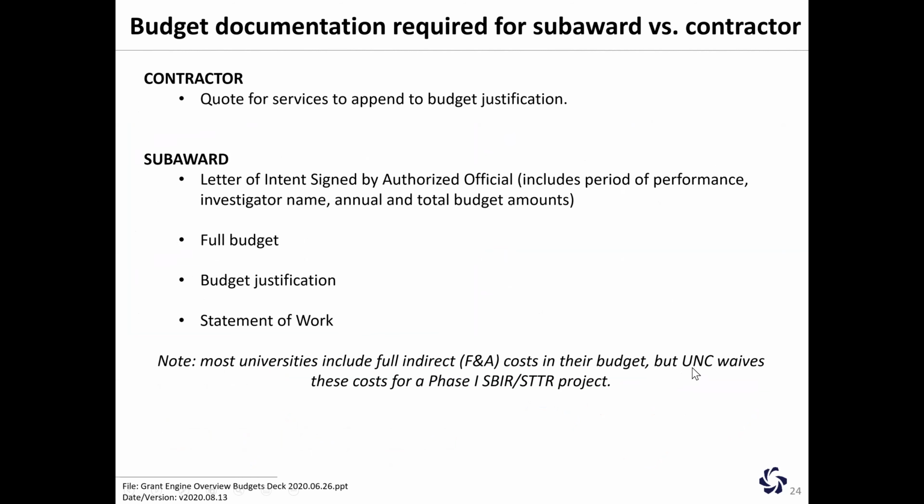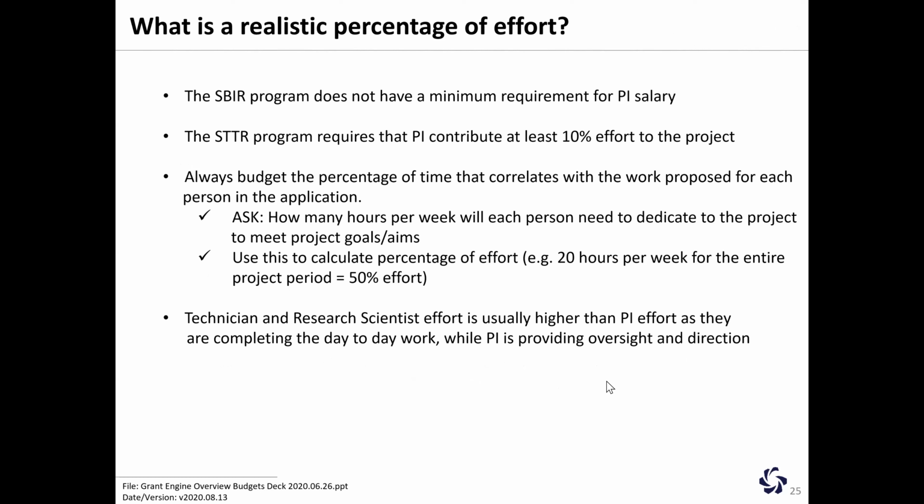One thing I want to just mention, I think everyone knows this, but it should go mentioned all the time. UNC has made the big investment to waive overhead costs for phase 1 SBIR STTR projects. So that's been in place for a number of years and an incredible benefit to companies.